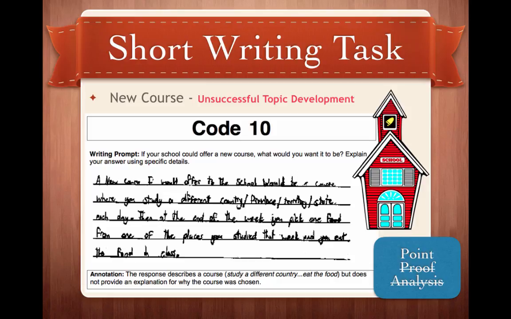So this here is a response that's unsuccessful. It includes a point, as in what new course that they want the school to offer and what it is, but it doesn't actually explain why they had picked that course. So there was no proof and there was no further analysis, and so it was considered unsuccessful. You'll note that the student did fill in all of the lines, but the content just didn't justify a successful mark.